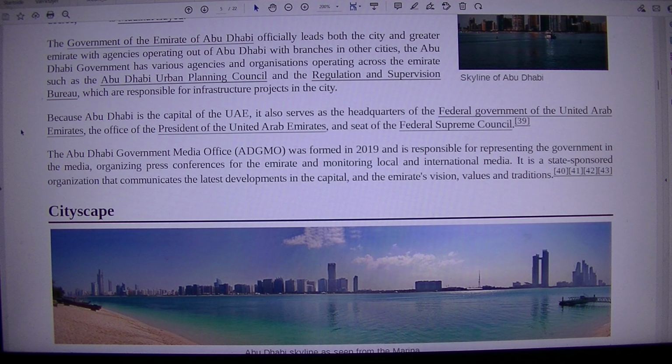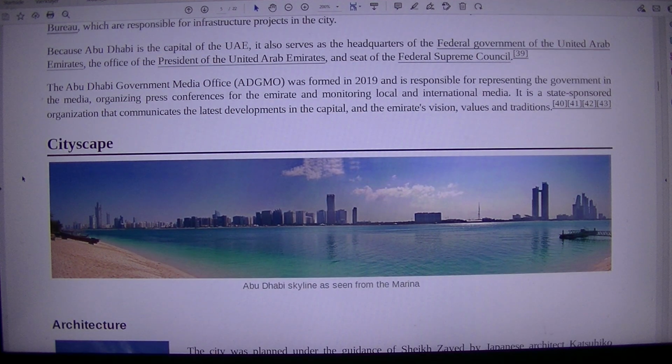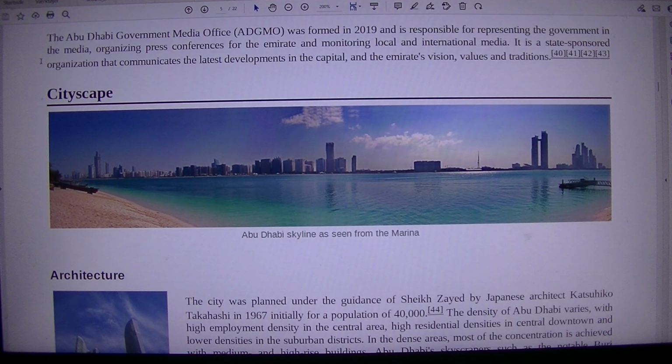Because Abu Dhabi is the capital of the UAE, it also serves as the headquarters of the federal government of the United Arab Emirates, the office of the President, and the seat of the Federal Supreme Council. The Abu Dhabi Government Media Office, ADGMO, was formed in 2019 and is responsible for representing the government in the media, organizing press conferences for the Emirate and monitoring local and international media. It is a state-sponsored organization that communicates the latest developments in the capital, and the Emirate's vision, values and traditions.